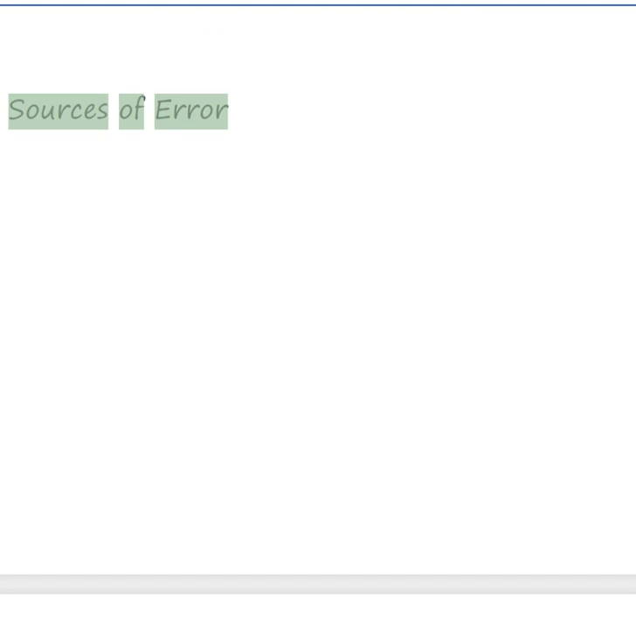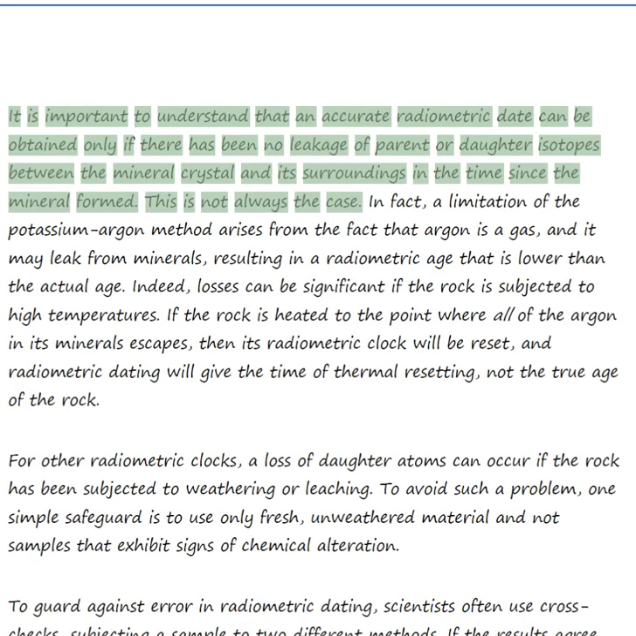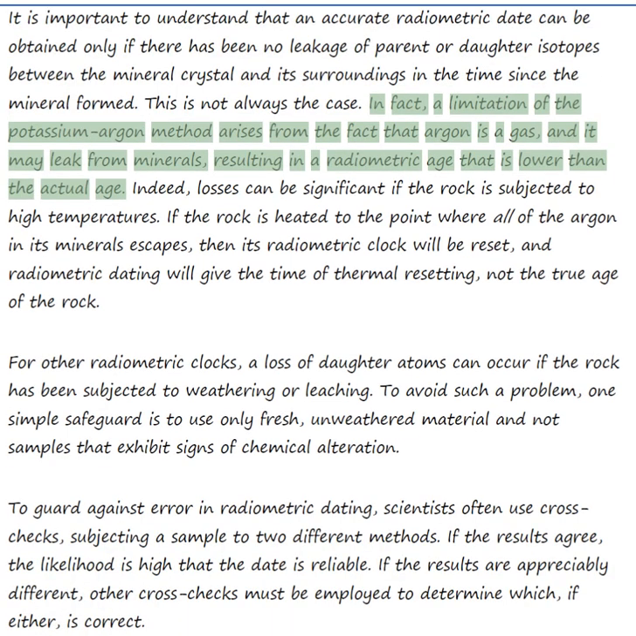Sources of error. It is important to understand that an accurate radiometric date can be obtained only if there has been no leakage of parent or daughter isotopes between the mineral crystal and its surroundings in the time since the mineral formed. This is not always the case. In fact, a limitation of the potassium-argon method arises from the fact that argon is a gas, and it may leak from minerals, resulting in a radiometric age that is lower than the actual age.